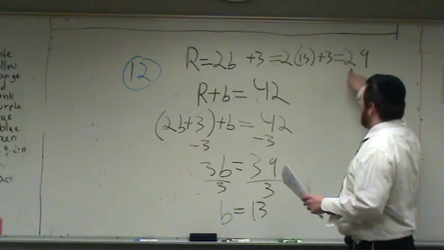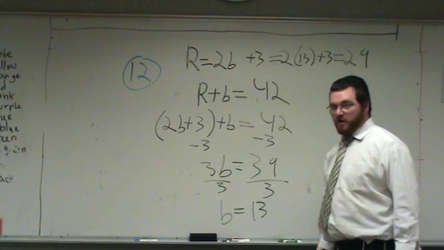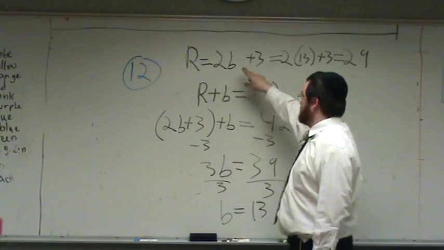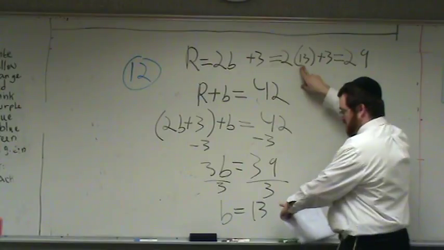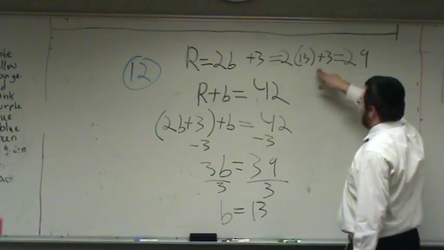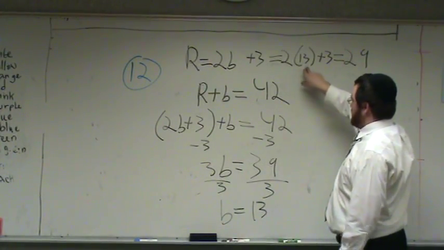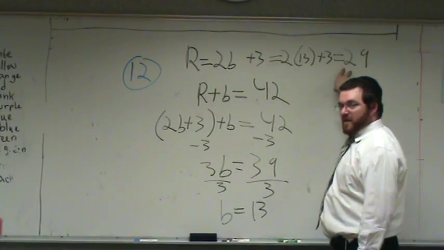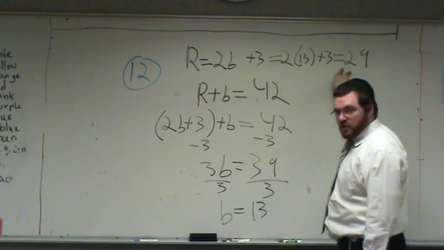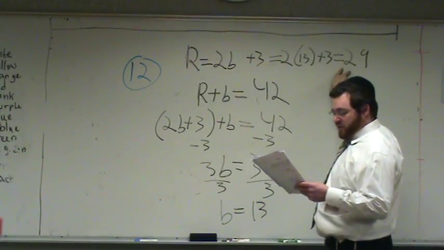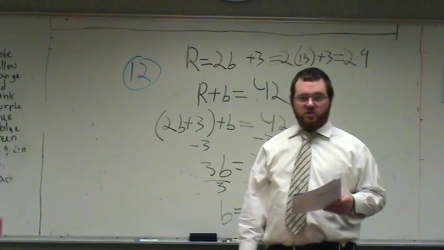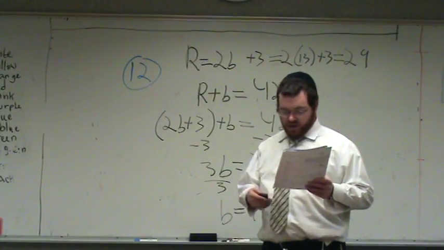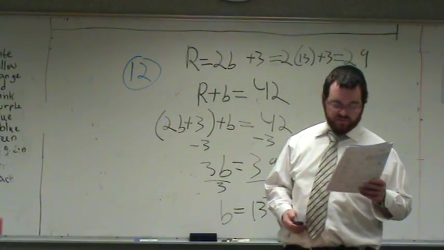And therefore, the amount of red marbles she has is 2 times the amount of black plus 3, which is 2 times the 13 black she has, plus 3. 2 times 13 is 26, plus 3 is 29. So the amount of red marbles she has is 29. So therefore, the correct answer to question 12 is answer 3. The amount of red marbles she has is 29.